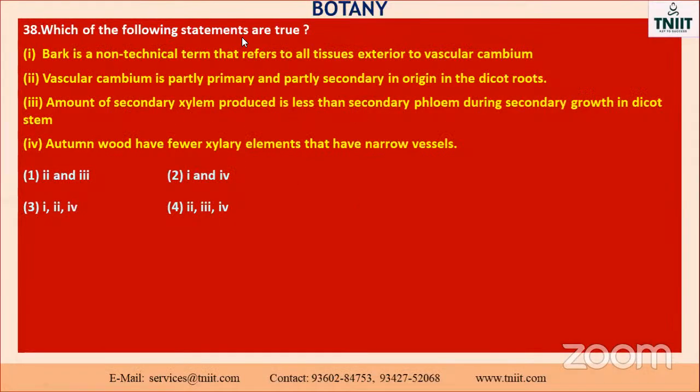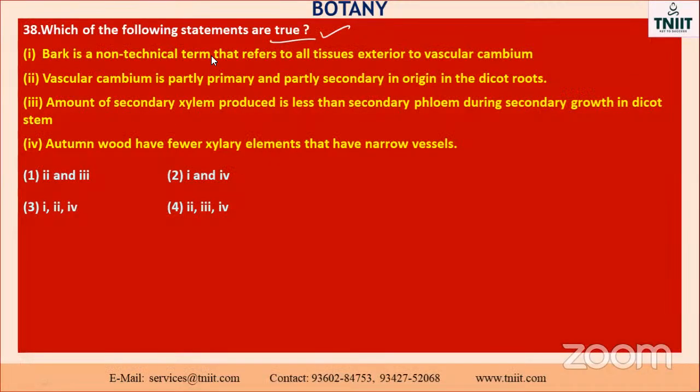Okay. Which of the following statements are true? Bark is a non-technical term that refers to all tissues exterior to vascular cambium. And vascular cambium is partly primary and also partly secondary in origin in the dicot root. An amount of secondary xylem produced is less than secondary phloem during secondary growth in dicot stem. Autumn wood would have fewer xylem elements that have narrow vessels. Which one of the following is true in this category?